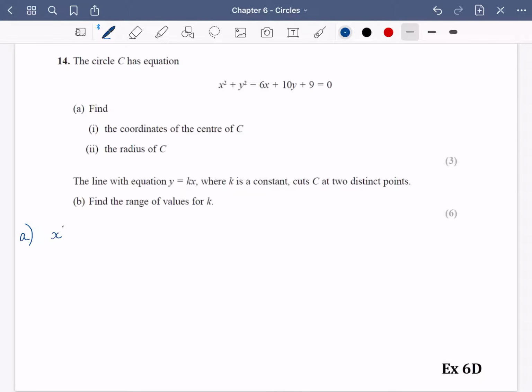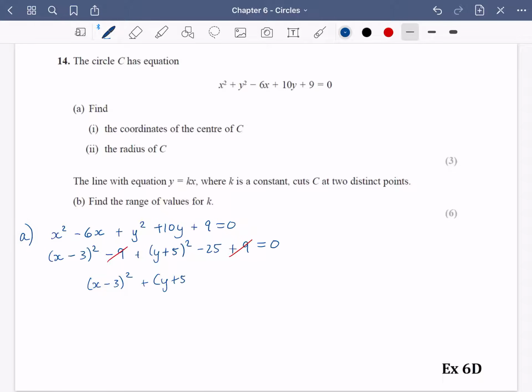Now, if you remember, you rearrange it so that you have x squared minus 6x, you collect the x's and x squareds together, plus y squared plus 10y plus 9 equals 0. And then you complete the square. So you get x minus 3 squared, but counteract the 3 squared by taking away 9, plus y plus 5 squared, but counteract it by taking away 25 because of the 5 squared, and you have plus 9 equals 0. Well, the ones we'll spot, the plus 9 and the minus 9 will just get cancelled straight away. So we get x minus 3 squared plus y plus 5 squared is equal to 25.